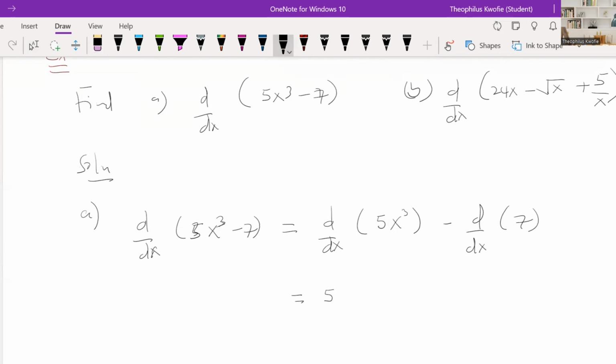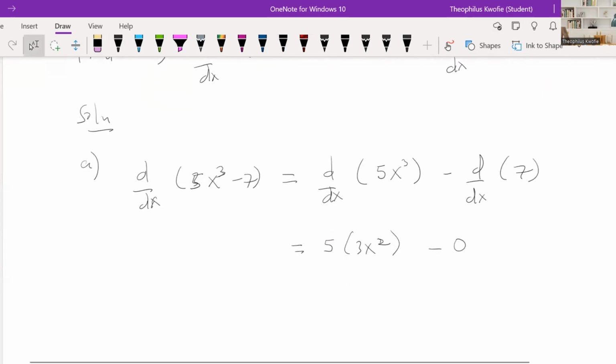So let's take note. That gives us 3x to the power 2 minus what? And we said that the derivative of 0 is what? The derivative of 0 is 0. So let's take note. The derivative of a constant is 0. So let's take note.